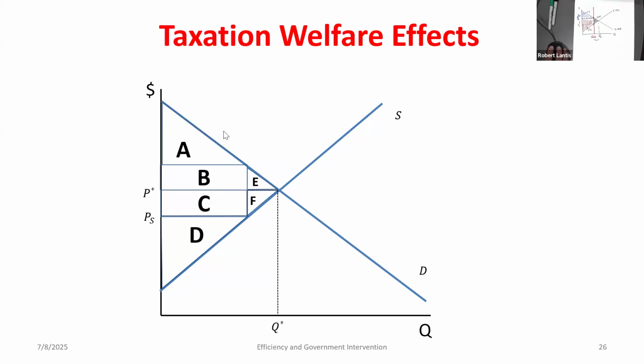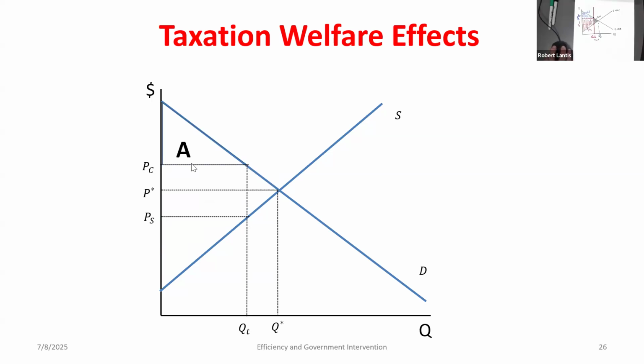So here we started out, and if our market was in equilibrium, here was the total economic surplus: A, B, C, D, E, and F. If we have this tax, we said it doesn't matter if it was on consumers or producers, it's going to raise the price that the consumer pays, lower the price that sellers get to keep.